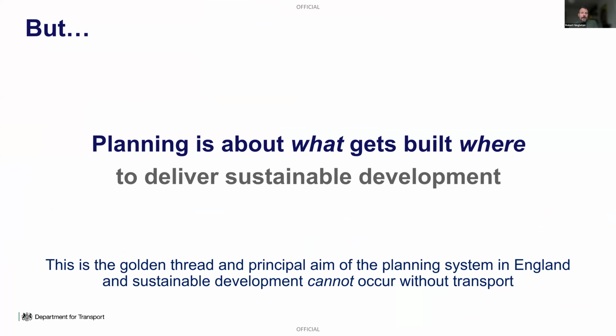But interestingly, the spatial planning system is about what gets built where, and the fundamental principle that underpins it is how you deliver sustainable development. And the golden thread through national planning policy is that sustainable development cannot occur without transport. But why is there this disconnect? Next slide, please.